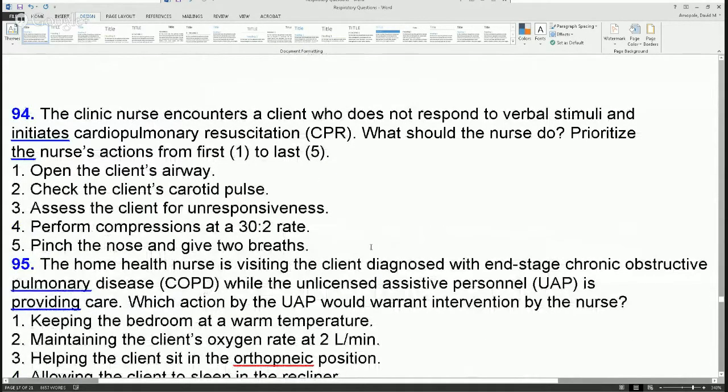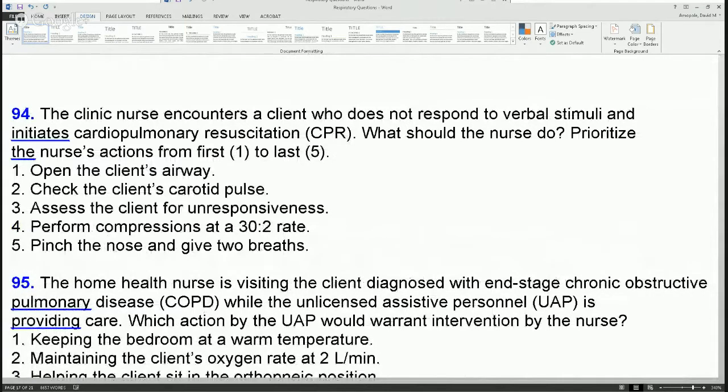All right, Jeff. Clinic nurse encounters a client who does not respond to verbal stimuli and initiates CPR. What should the nurse do? Prioritize the actions from 1 to 5. Well, it says you've already done the first couple, but okay. Anyway, here we go. Pinch the nose? No. Perform compressions? No. First thing you do is you shake and shout. So you do number 3 first.